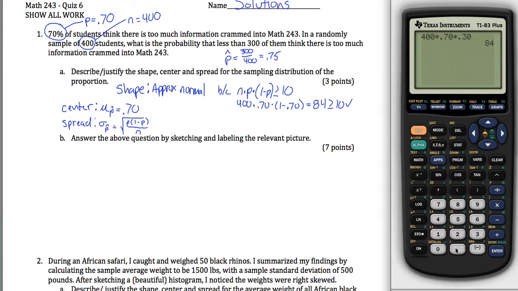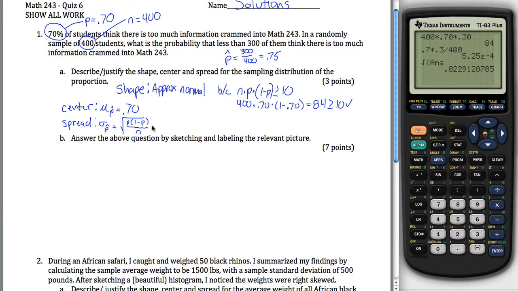So I can figure that out in my calculator. 0.7 times 0.3 divided by 400 is not what I want. I want the square root of that answer. And I get 0.0229, 0.023 maybe. Good enough. Shape, center, spread, something like that. This is hard to read. 0.0229.